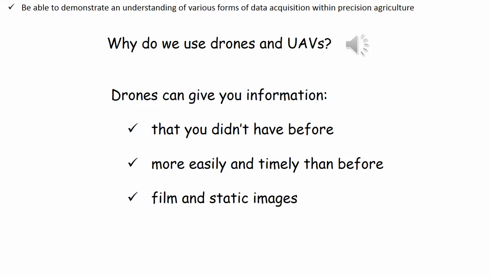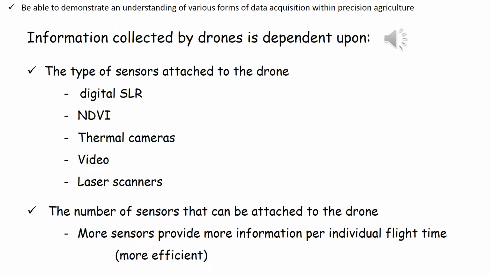Drones can be used to collect both video, so film images, and also static photo images, depending on the sensor that's attached to it. So the usefulness of a drone is really determined by the type of sensor that is attached to the drone, because that sensor is what determines what sort of information you will collect, how much information, and whether you're collecting more than one type of information.